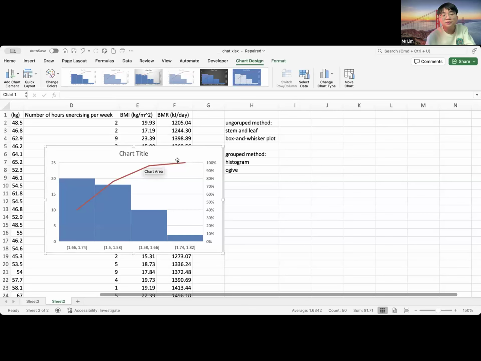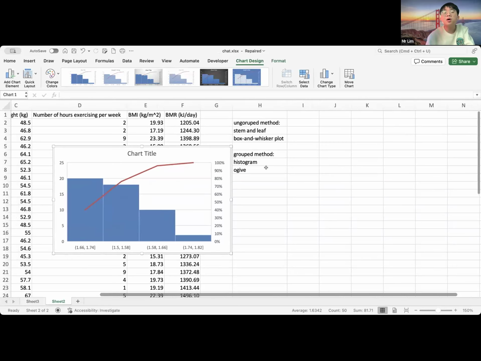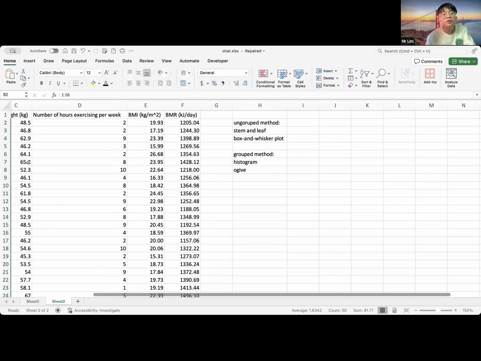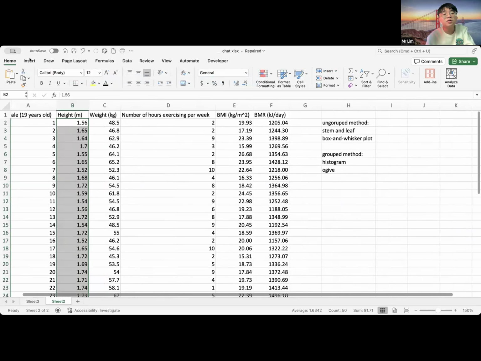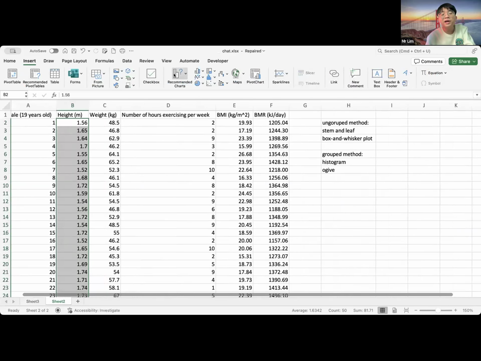Another one, what is this? This looks like an ogive. So it doesn't mean that an ogive is not doable. It's doable, okay? But same thing, you have to adjust your x-axis first. So this one is also not very good. Let's do it on our own. Again, select the data, go to insert. The recommended charts are not very good, so I won't recommend them. Let's go to this one and see.